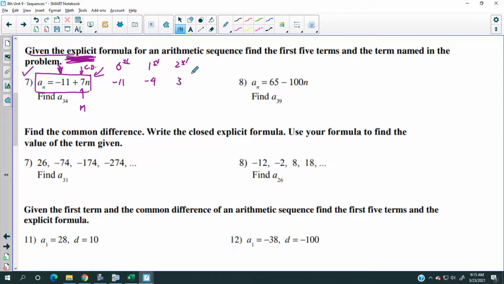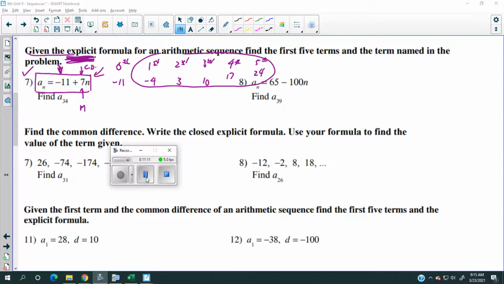Second term is +7. That's 3. Third term is +7, so that's 10. And they want the first 5 terms. Fourth is 17. And fifth term is 24. So that's your first 1, 2, 3, 4, 5. That's your first 5 terms because they don't count the 0th term.